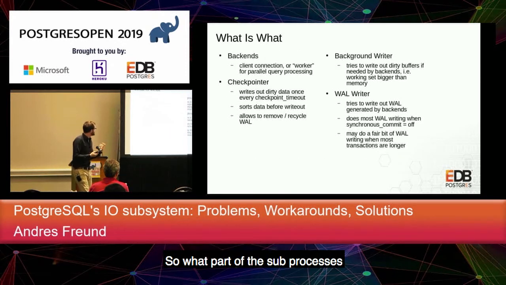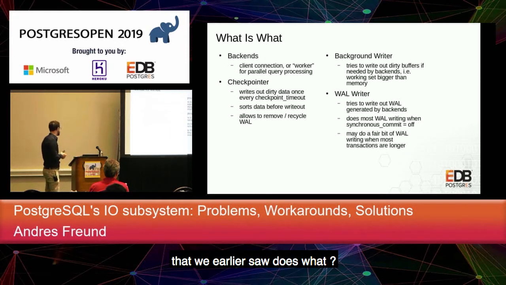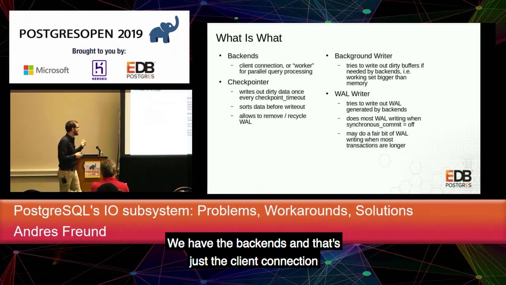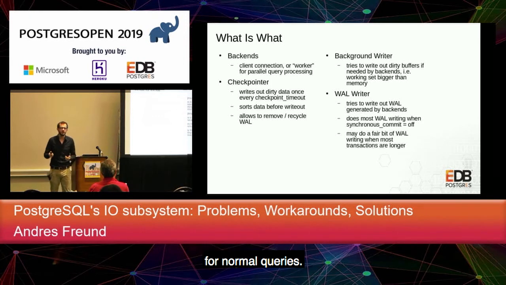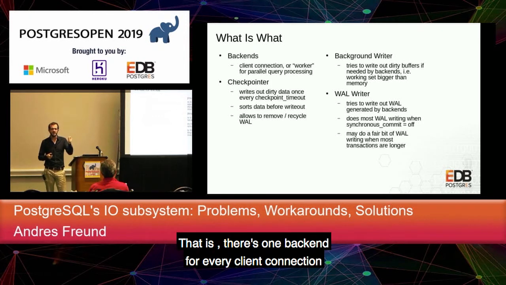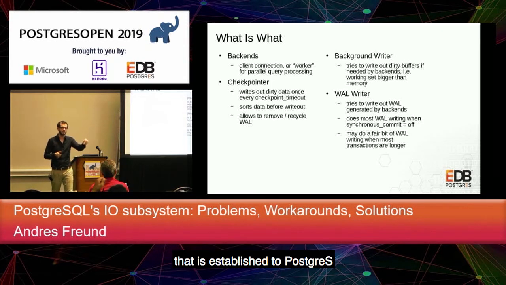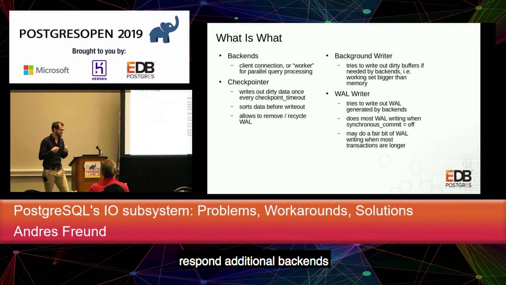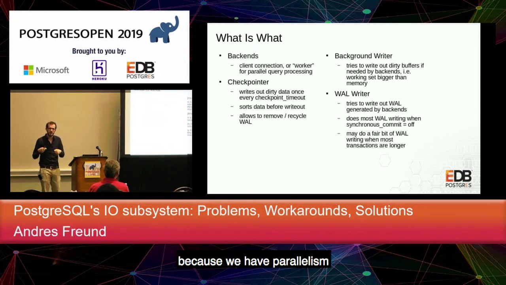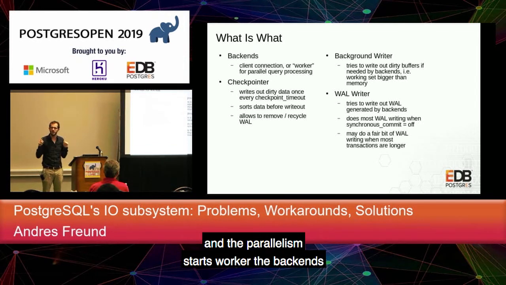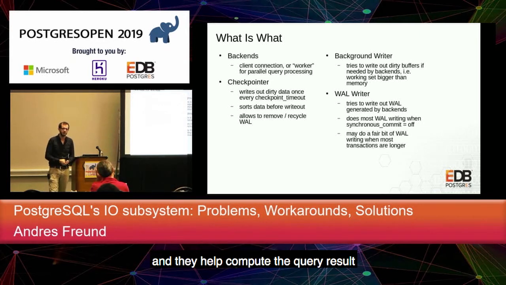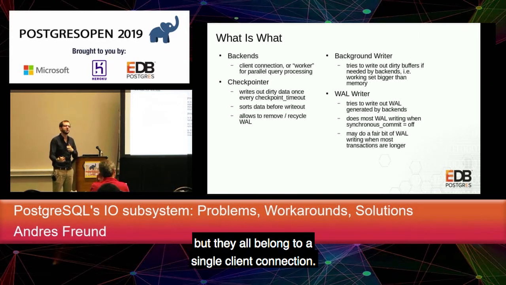So what part of the subprocesses that we earlier saw does what? We have the backends, and that's just the client connection for normal queries. There's one backend for every client connection that is established to Postgres, and sometimes these client connections spawn additional backends to execute a query, because we have parallelism. The parallelism starts worker backends, and they help compute the query result, but they all belong to a single client connection.